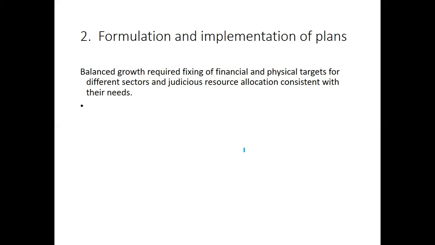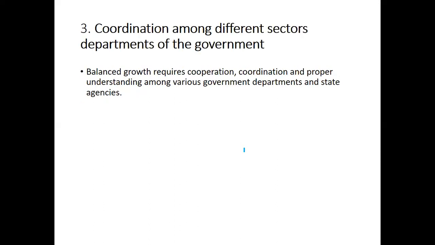Balanced growth requires fixing of financial and physical targets for different sectors and judicious resource allocation consistent with their needs. So we must fix physical targets, financial targets. Where should the money go, and what are the sectors to be developed? For that we need strict planning, and we need to formulate and implement plans.